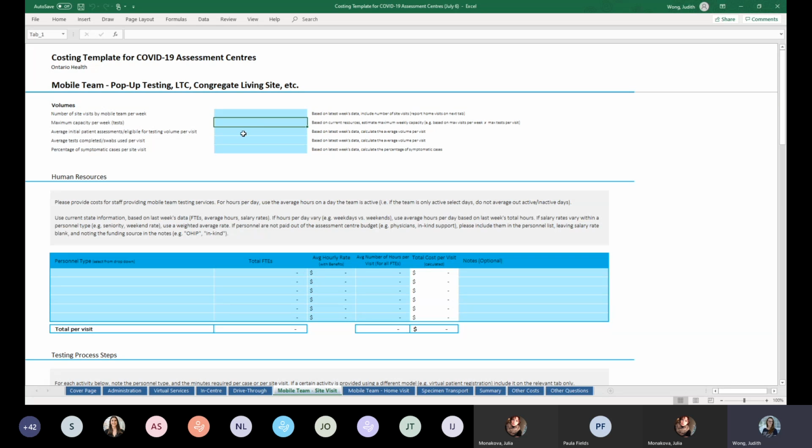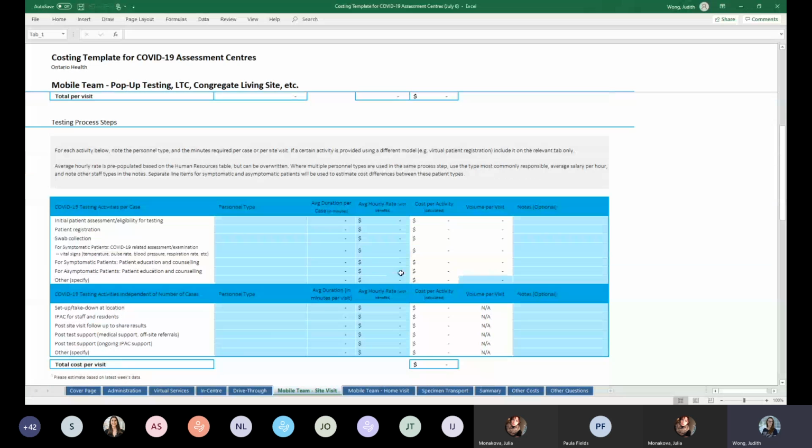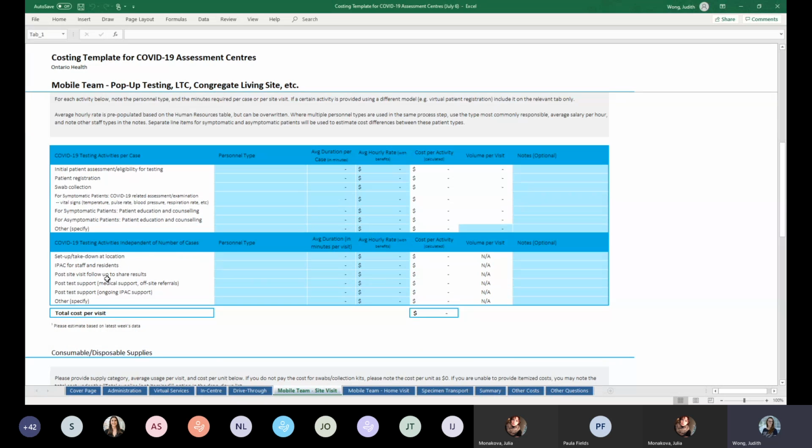Again, we're collecting maximum capacity. And then we're looking for the average testing volume per visit, swabs used, and again, the percentage of symptomatic cases. We're collecting human resources for the mobile team in a similar way. Because the unit of analysis is per visit, it would be the hours per visit. We're also collecting the testing process steps and the activities independent of the number of cases.